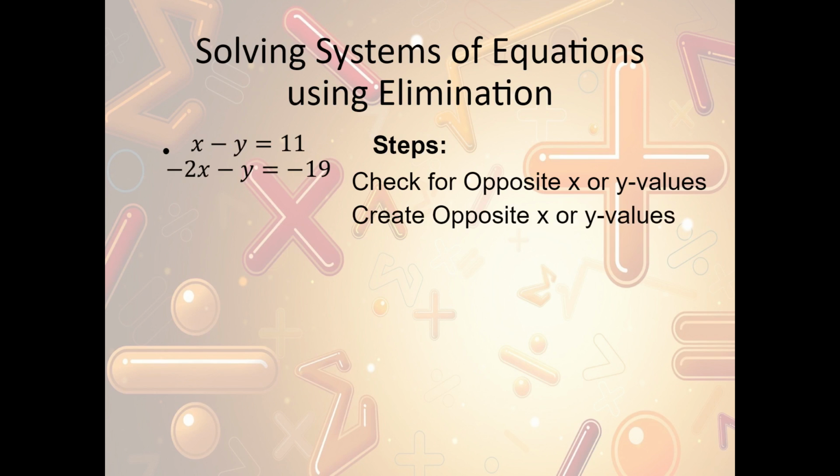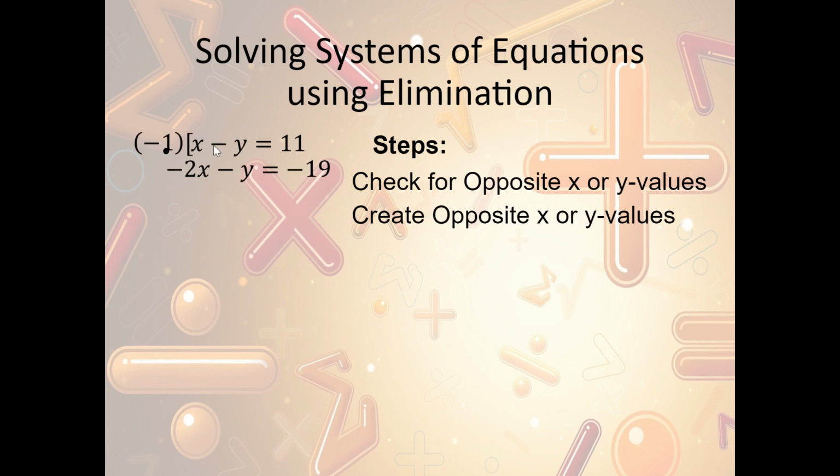So what we need to do is create opposite values. We need to multiply either one or both of the equations by some number to get opposite values. So in this case, the easiest looks like it might be the y's, because we could just multiply one of these by a -1, and that gives us a positive y and a negative y. But we could also do the x's. We could multiply this whole thing by 2. That gives us a positive 2x and a negative 2x. But we're going to go ahead and do the top one by -1.